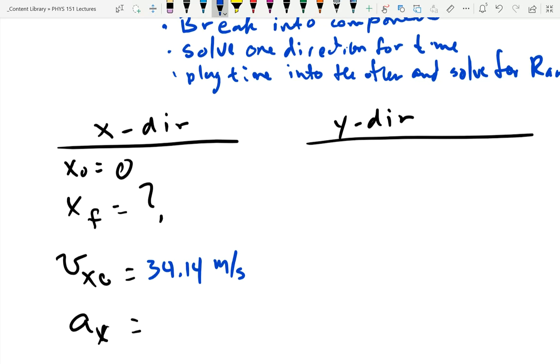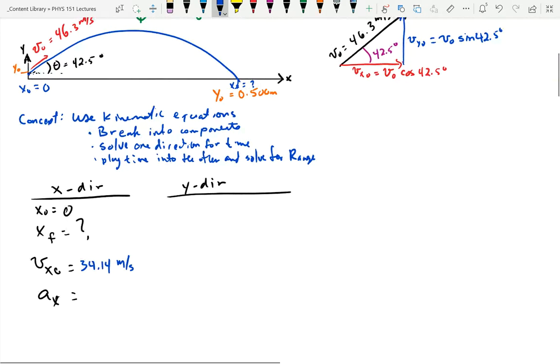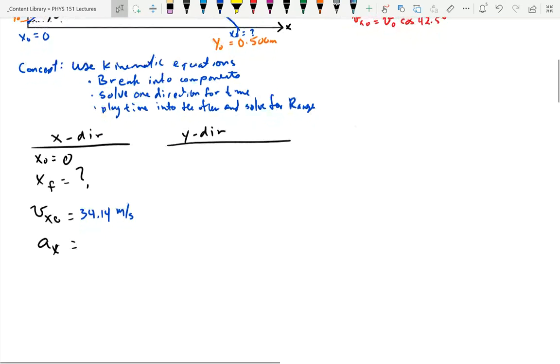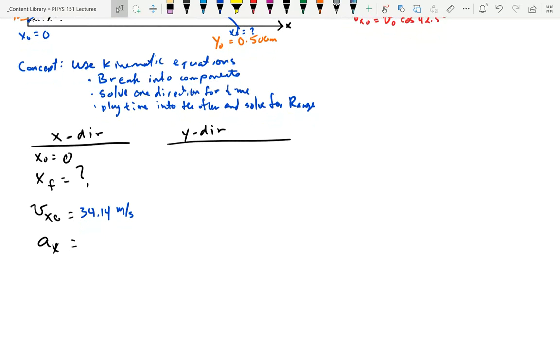What is the acceleration in the horizontal direction? 0, right? We chose vertical and horizontal. I didn't say y this time, but we chose them so the acceleration was all in the y direction and none in the x direction. Any other choice would have made the work just harder. Now let's go to the y direction.